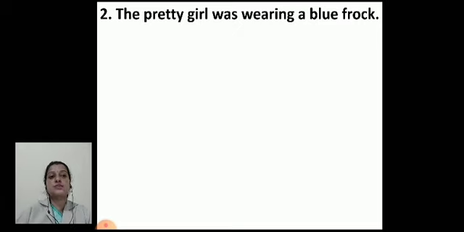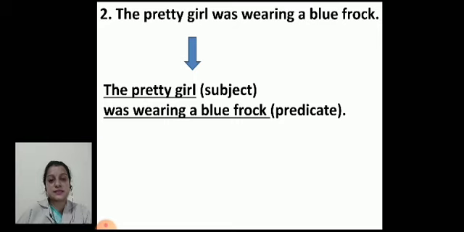Let's move towards the next sentence. The pretty girl was wearing a blue frock. What is the subject here? What are we talking about? We are talking about the pretty girl, right? So the pretty girl is the subject because it's the girl, a person, we are talking about. Was wearing a blue frock is the predicate. You know why? It's telling us about the subject, what the pretty girl was wearing, or what she was doing. So was wearing a blue frock is a predicate because it contains the verb also. Wearing is the verb, and was is the helping verb here.